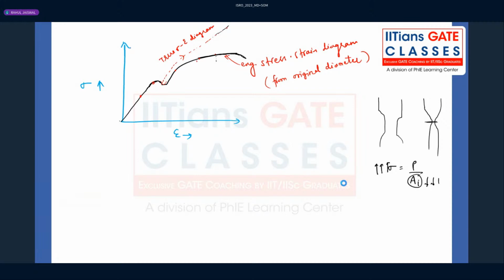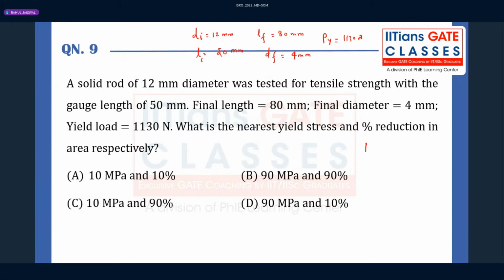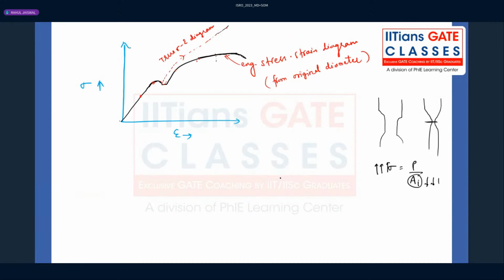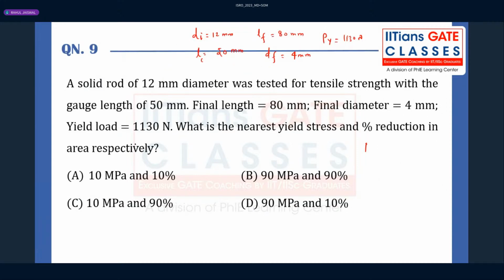In the problem, they have not mentioned anything. What is the nearest yield stress they are asking? Generally, the true and engineering curves are the same till the elastic limit. When we work within this zone, there is no difference between the true stress strain diagram and the engineering stress strain diagram. It will follow the same curvature, but the deviation starts when yielding starts taking place. So definitely, the true value of the yield stress will be different from the engineering yield stress.